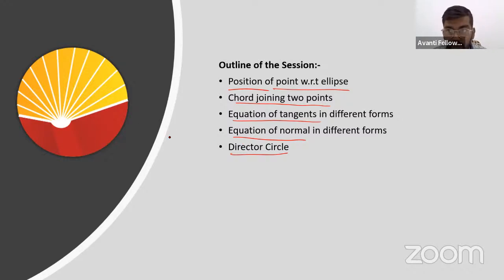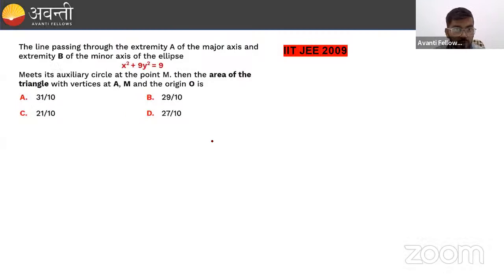Okay, so now let's do this. You guys try this question. The line passing through the extremity A of the major axis and extremity B of the minor axis of the ellipse meets its auxiliary circle at point M. Then the area of the triangle with vertices at A, M and the origin O is.